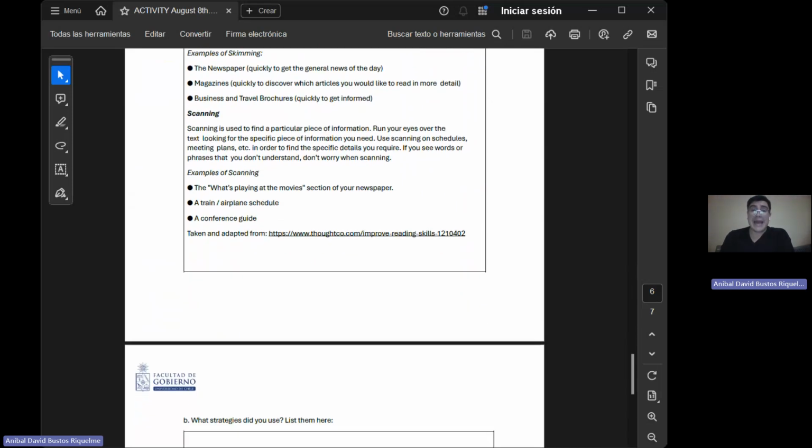Scanning. Scanning is used to find a particular piece of information. Run your eyes over the text, looking for the specific piece of information you need. Use scanning on schedules, meeting plans, etc., in order to find the specific details you require. If you see words or phrases that you don't understand, don't worry when scanning. Examples of scanning: the what's playing at the movies section of your newspaper, a train or airplane schedule, or a conference guide.